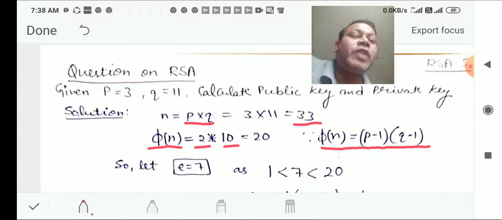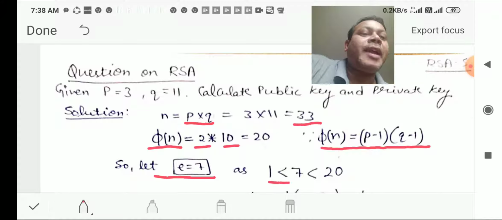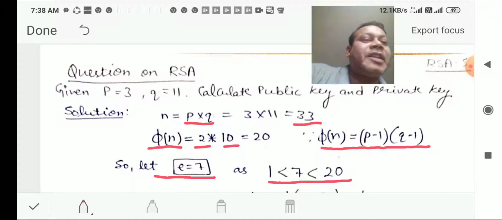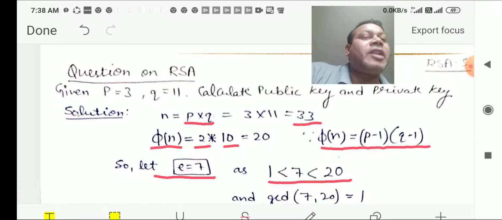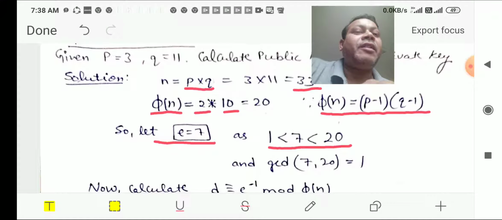Now here we are going to assume that let's take the value of E, that is the public key, as 7. Why are we taking this 7? Because this 7 lies in between 1 and 20, and 20 is nothing but your phi n totient function. That is the rule of this RSA algorithm. It has to be in between 1 and phi n.